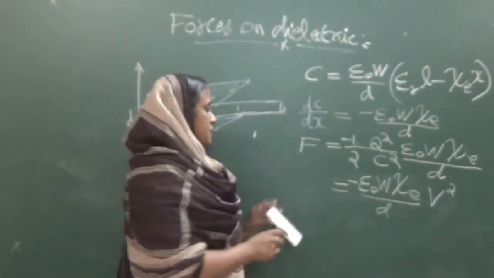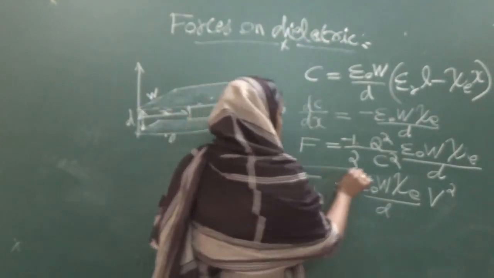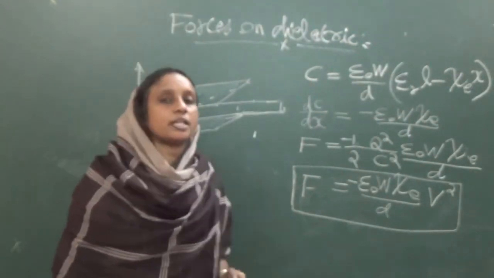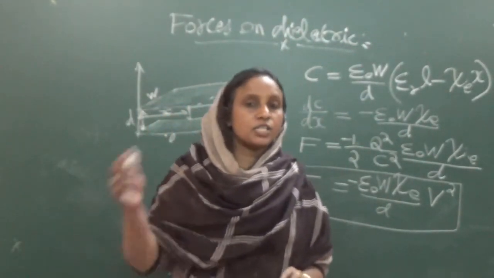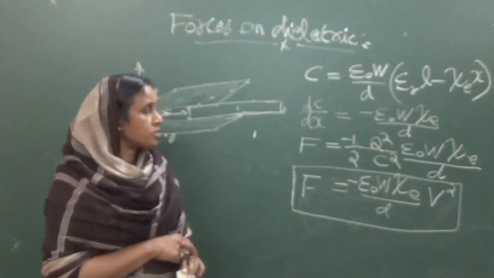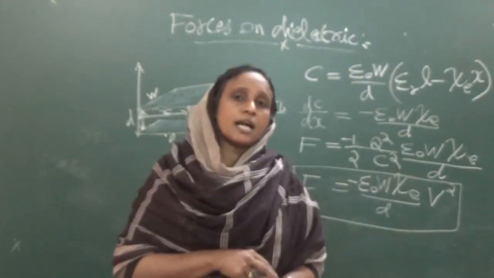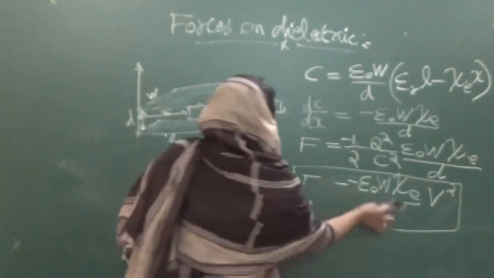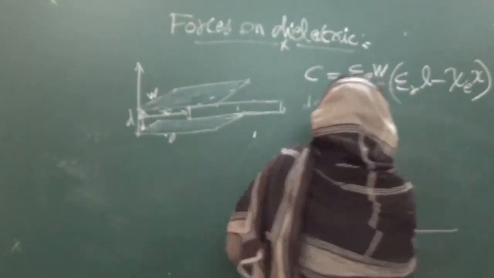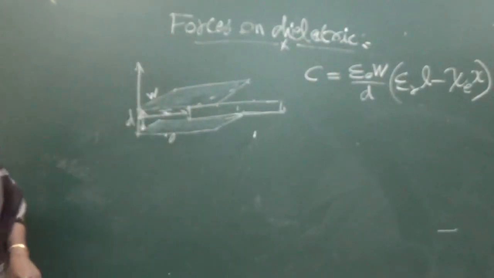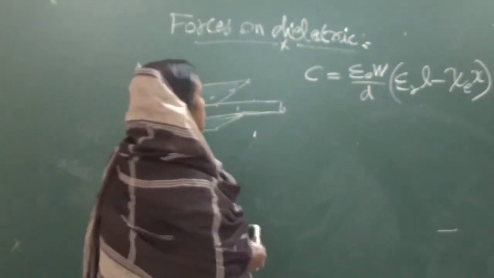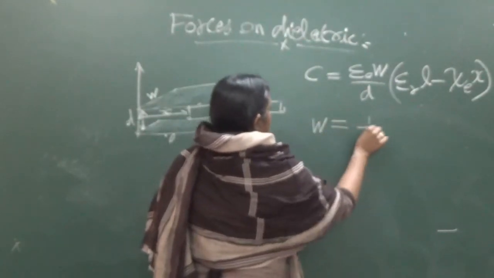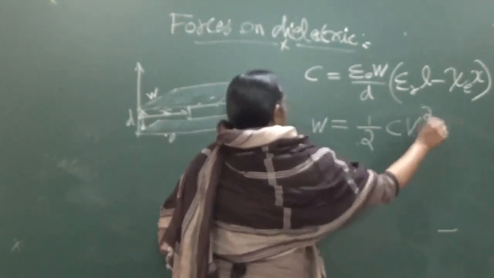While we were deriving this expression, we assumed that the charge on the capacitor is constant, instead of potential. But if you treat the potential as constant, what happens to the equation? That is what we want to check. Okay, so we can calculate energy. We know that W equal to half C V square.